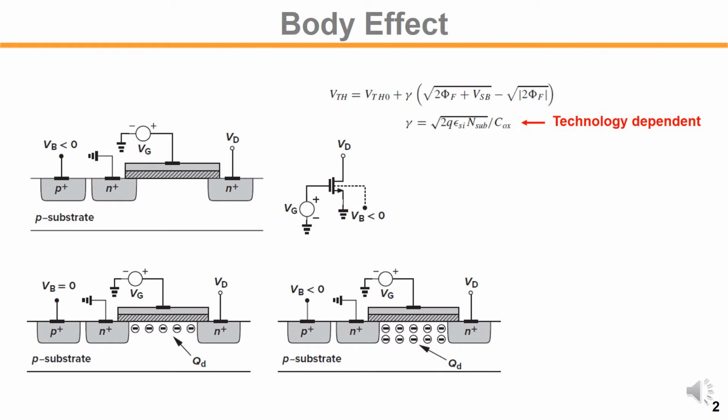Let's take a look at what is required for the channel inversion. We defined the VTH, that is the minimum voltage that enables the channel to be inverted. The electrons are attracted underneath the gate, so that is the minimum voltage to form the channel inversion. But in this case, we assume that the body voltage VB was 0. But what if you have a lower body voltage? Then what will happen?